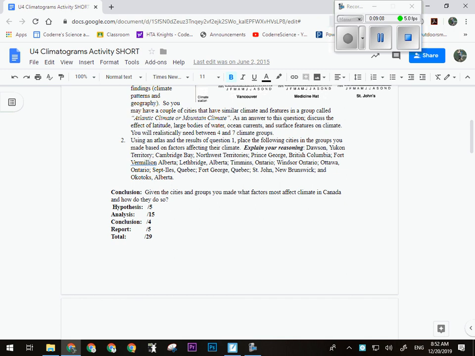You can see here, the analysis is 15 marks. There's a lot of analysis here, so make sure that you've got a good explanation for your groups. Do a thorough job. What is the report section? That's like when I go through it, are there a bunch of spelling mistakes? Is it hard to follow? Is it grammatically terrible? Things like that. Overall, it's kind of your overall mark.